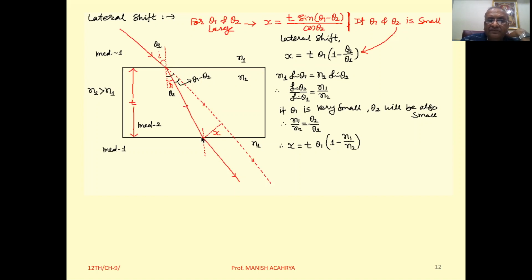Then again it is incident at the surface separating these two media in medium number 2, and then after it is refracted and propagates in medium number 1. Then here the resultant direction of propagation will be exactly parallel to the original direction of propagation.